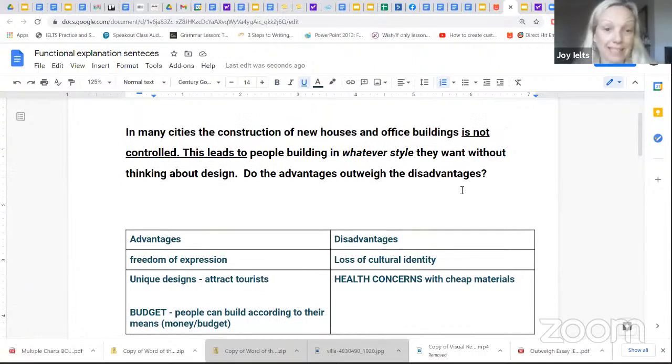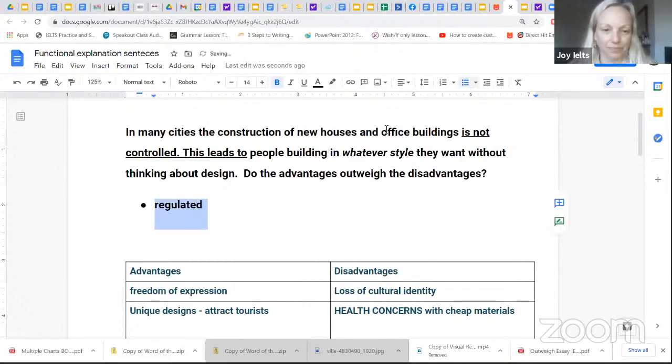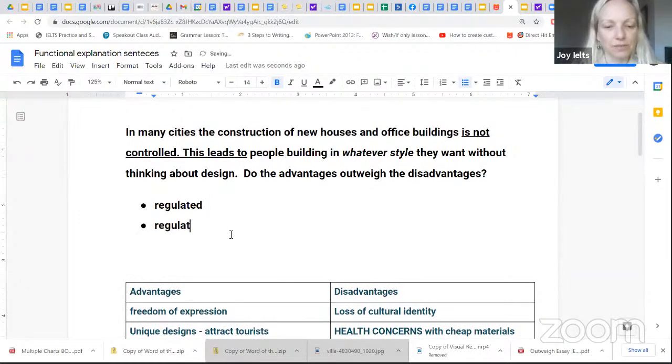Now, I'm going to give you some synonyms for controlled building. Regulated. Okay, so controlled, regulated means it has laws. Regulations, without building regulations.